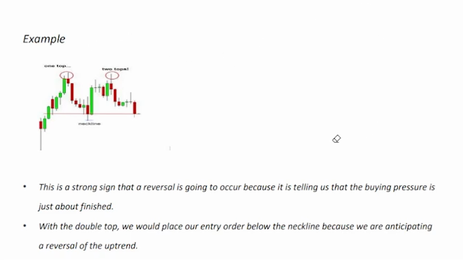This is a strong sign that the reversal is going to occur, because it's telling us that the buying pressure is just about finished. This is what we are seeing now: we rejected from this area once and rejected from this area twice. What is happening from this area is that the buyers are losing momentum, or the buyers are weakening. For that reason, they are rejecting from here, as a sign of pressure from the sellers who are going to control the market and take it to the downside.